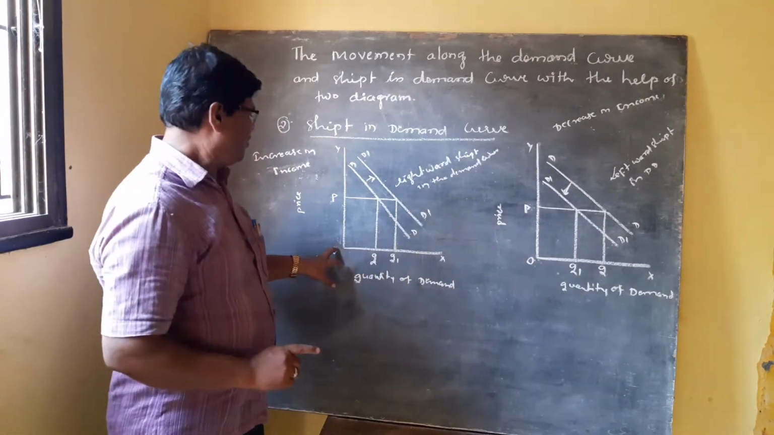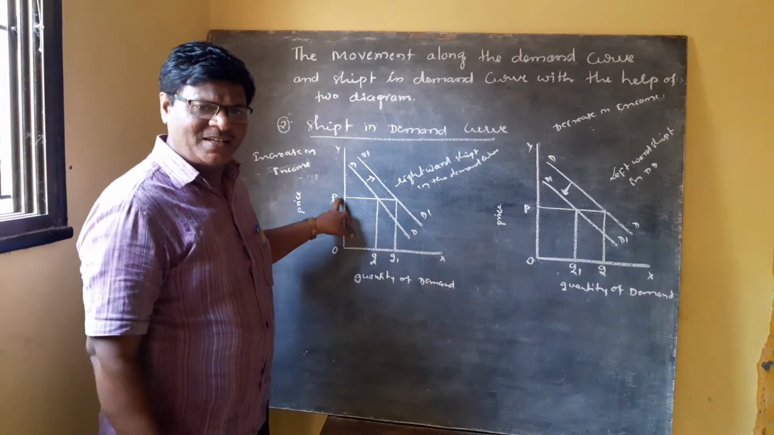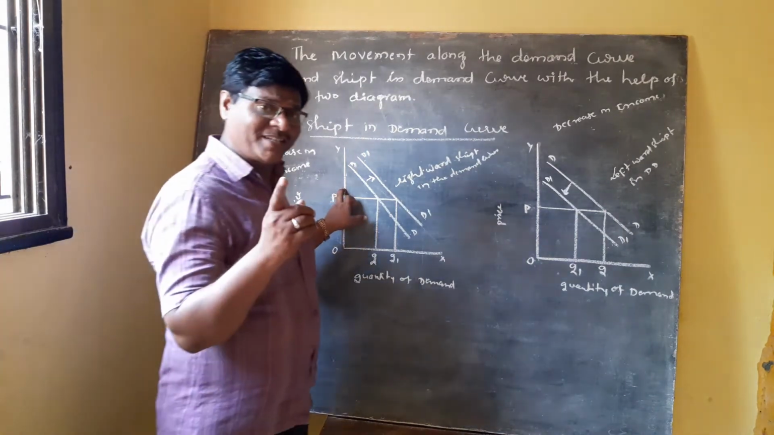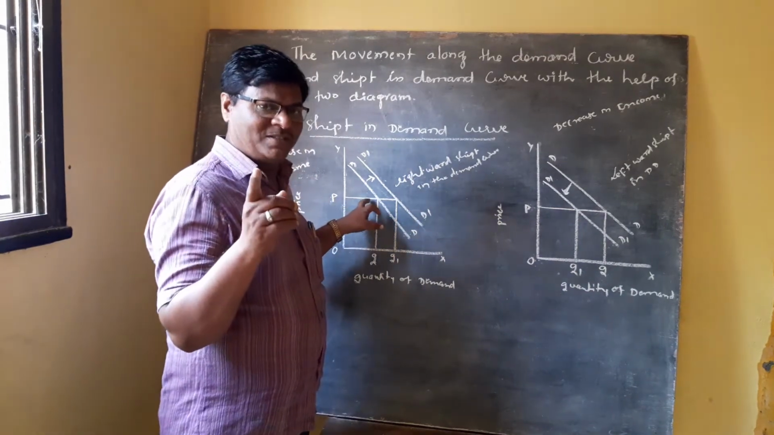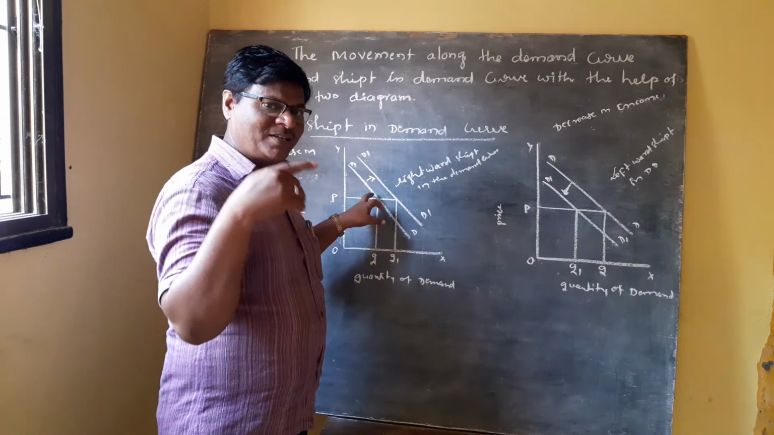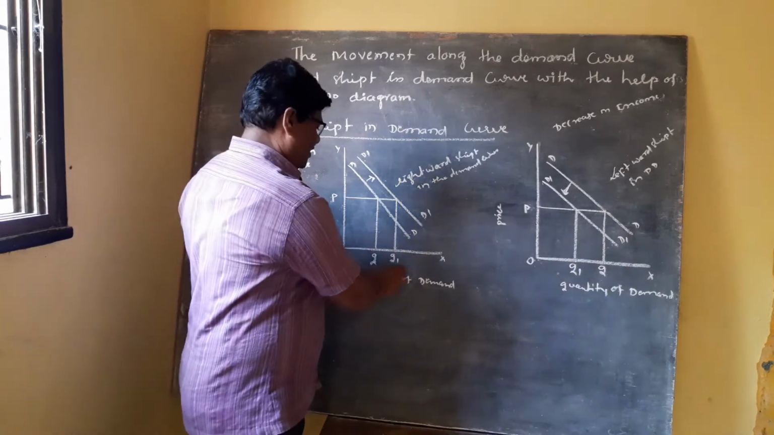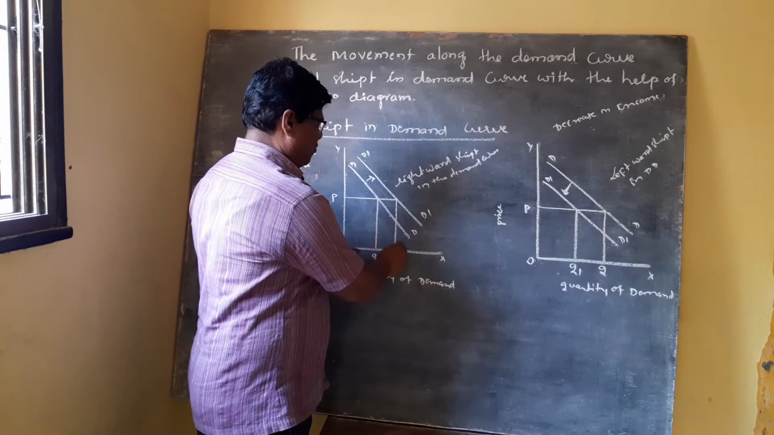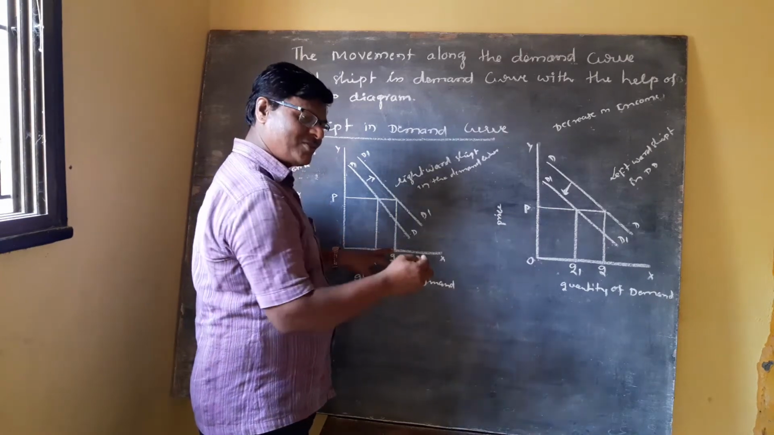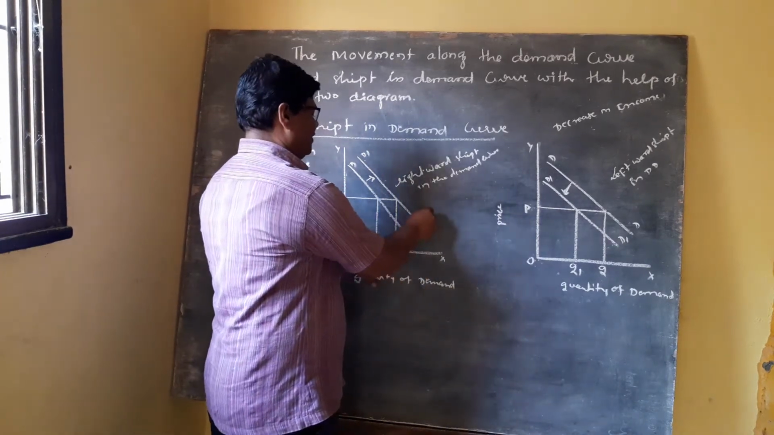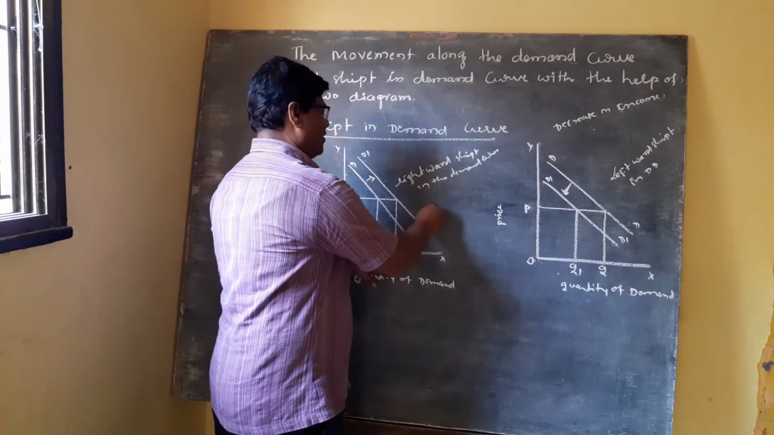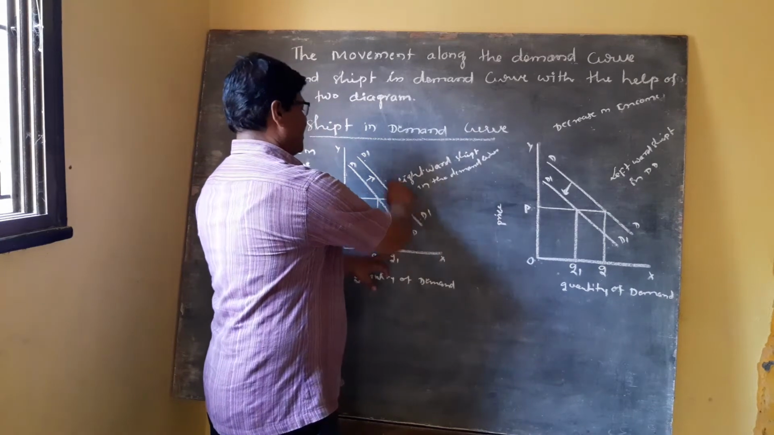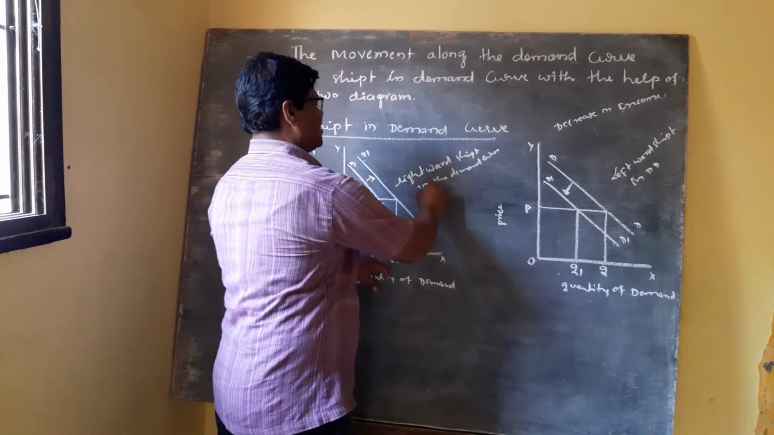OP is the same price, it is constant, no change in price, but only a change in income of the consumer. As the income of the consumer increases, the quantity demanded increases from OQ to OQ1, and the demand curve shifts from D to D1. It is from left to right. It is a rightward shift in the demand curve.